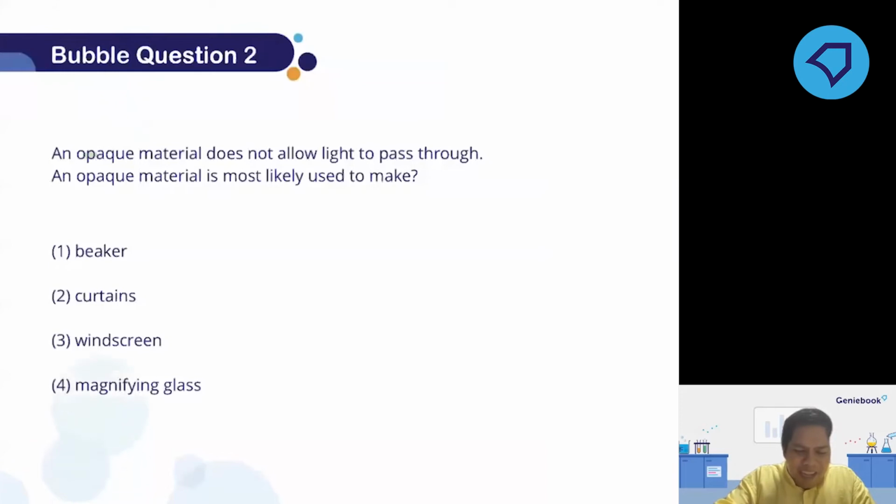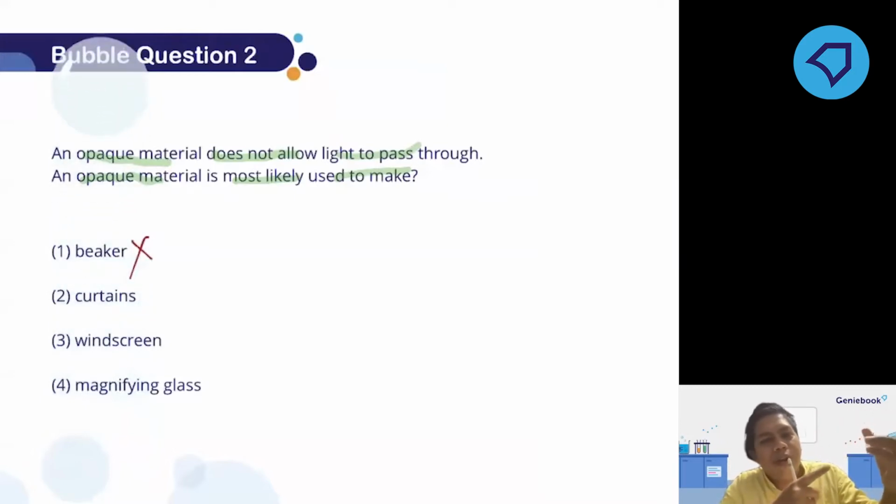An opaque material does not allow light to pass through. So basically, this tells you the definition. Because remember, I said the word opaque is not necessary for you to know. So if they want you to use the word opaque, they need to explain it in the question. And then an opaque material is most likely used to make. So you must think, which one requires the material to be opaque, or does not allow light to pass through? So beaker is definitely wrong because we want to see the liquid inside the beaker when you're doing your experiments, right? So it's not beaker.